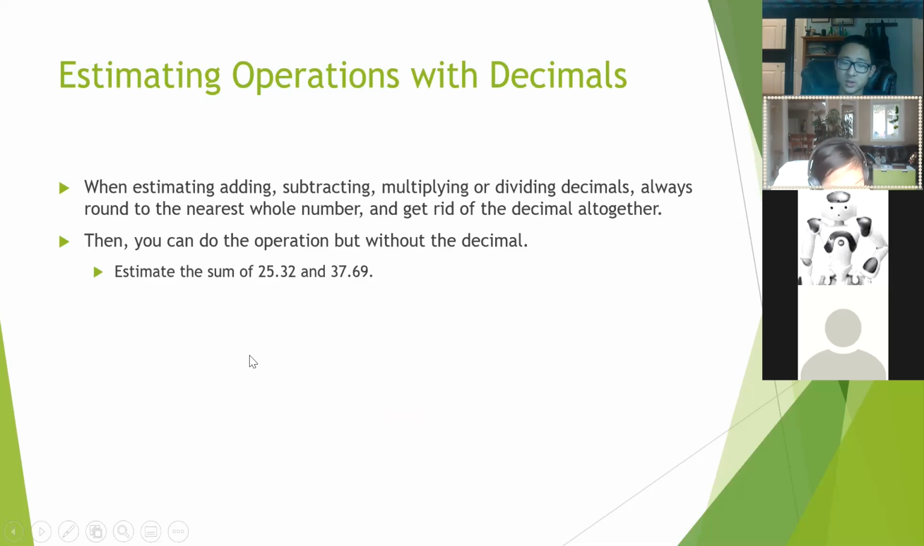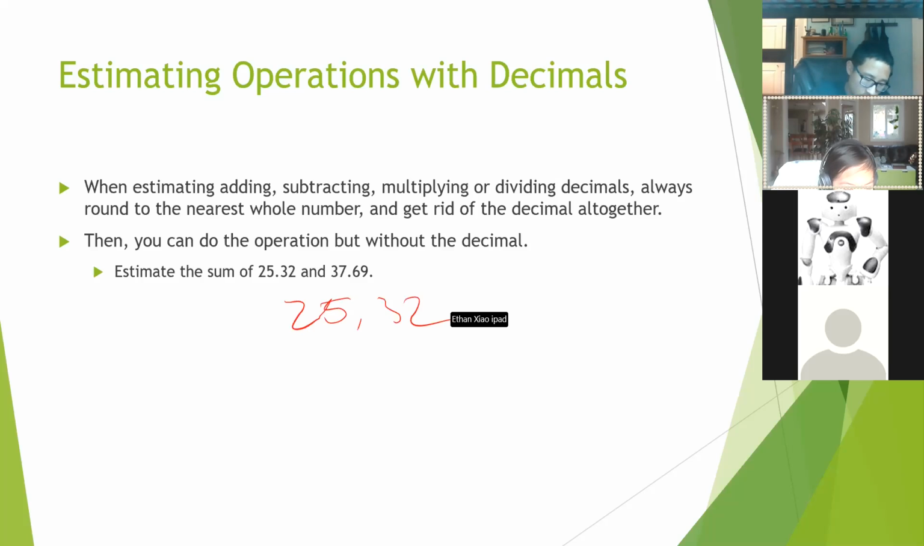That's basically what estimating is with decimals. So here I have: estimate the sum of 25.32 and 37.69. First I'm going to round these to the nearest whole number. First we have 25.32. We can see that the whole number it's closest to is 25. So we just write 25 here. Next, we have 37.69. We have to round that, and 37.69 is closest to 38. So we write 38 here.